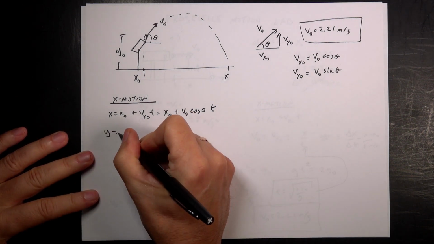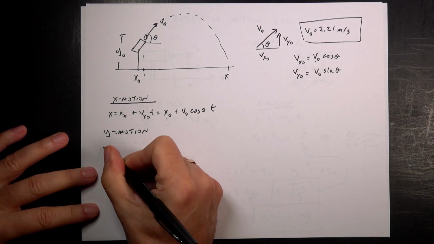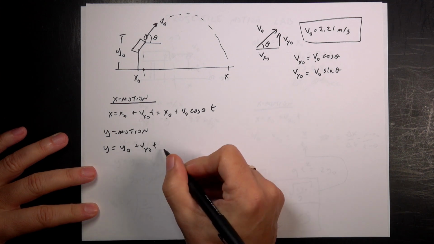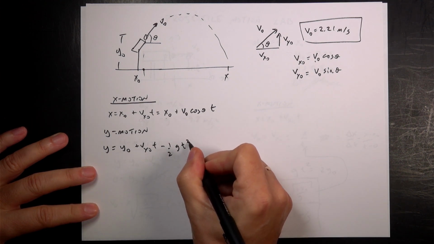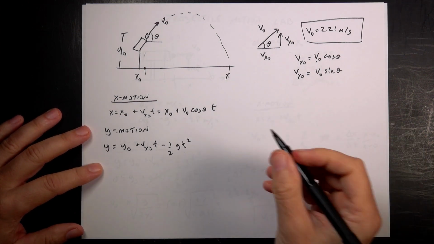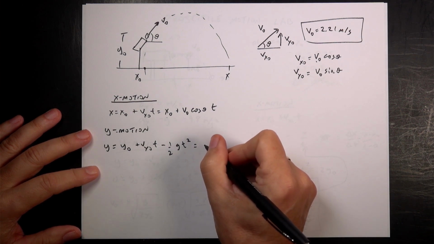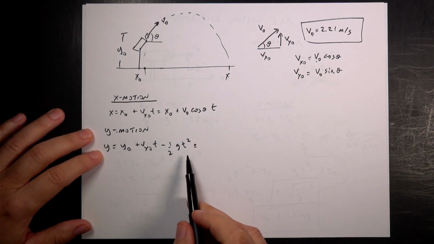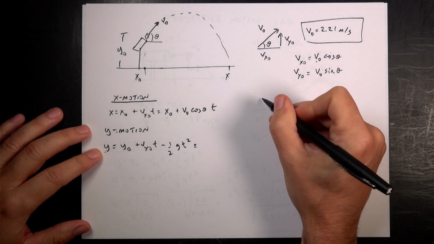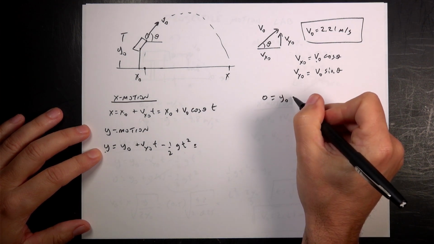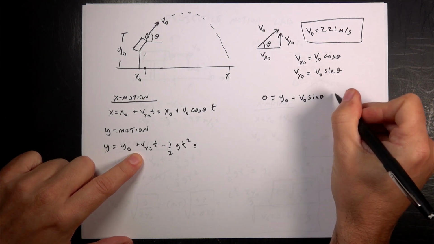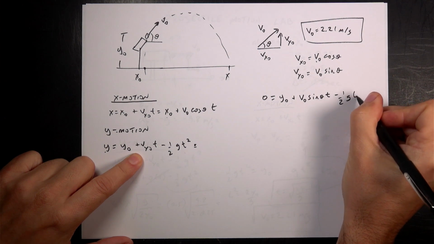Here I have the y motion, again the same equation: y equals y0 plus vy0 t, the initial y velocity, minus 1/2 g t squared. I'm going to put in my y velocity. I know it's just a number, but I'm going to write it as an equation. Let's rewrite the whole thing, because this one really matters. The final y is going to be 0, because it ends up right down here. So 0 equals y0 plus v0 sine theta t minus 1/2 g t squared.